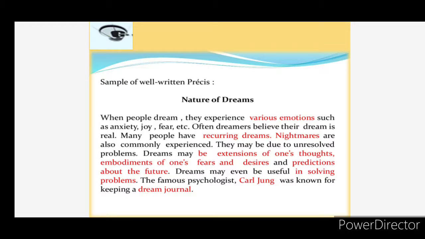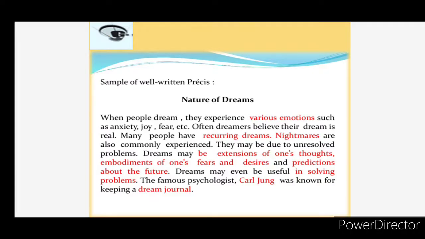Now let's have a look at the sample of a well-written precis. Nature of dreams. When people dream, they experience various emotions such as anxiety, joy, fear, etc. Often, dreamers believe their dream is real. Many people have recurring dreams. Nightmares are also commonly experienced. They may be due to unresolved problems. Dreams may be extensions of one's thoughts, embodiments of one's fears and desires, and predictions about the future. Dreams may even be useful in solving problems. The famous psychologist Carl Jung was known for keeping a dream journal.